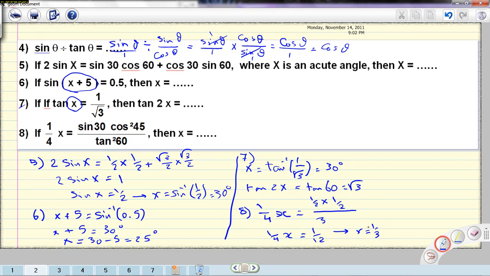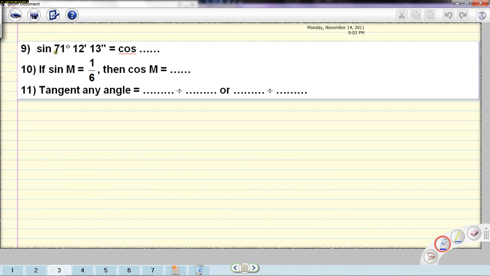Okay, question number 9. It says sine 71 degrees 12 minutes 13 seconds equals cosine blank. And we said before that sine equals cosine only when the sum of this angle and that angle is 90. So to get the measure of this one, I'm going to subtract 90 minus 71 degrees 12 minutes 13 seconds, and the answer is 18 degrees 47 minutes and 47 seconds, I think.